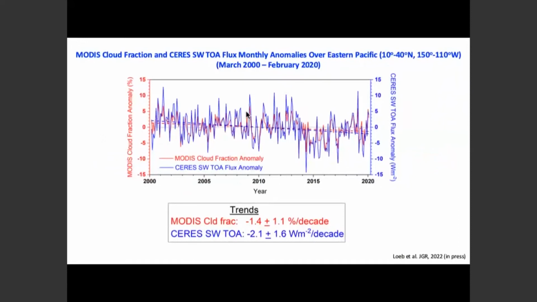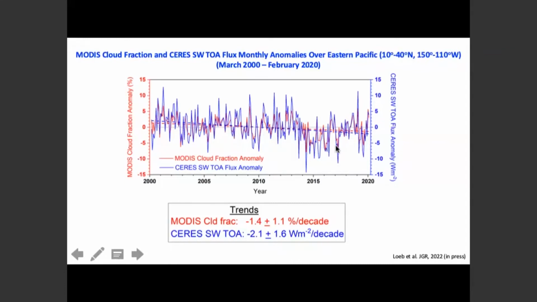So then you say, well, can I trust the shortwave TOA flux? So you could look at MODIS, which provides cloud fraction. And so this is taking that region, that box that I showed in the previous slide in the East Pacific, and looking at the cloud fraction anomaly in red and the CERES shortwave TOA flux anomaly. And you can see how they track each other pretty well. You don't expect them to track perfectly because the shortwave flux doesn't just depend on cloud fraction, it also depends on optical depth. But you could see that to first order, most of the variability is explained by cloud fraction. And then you see around 2014, this drop that's in both data sets.